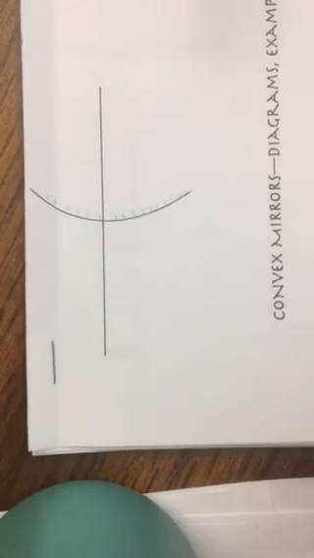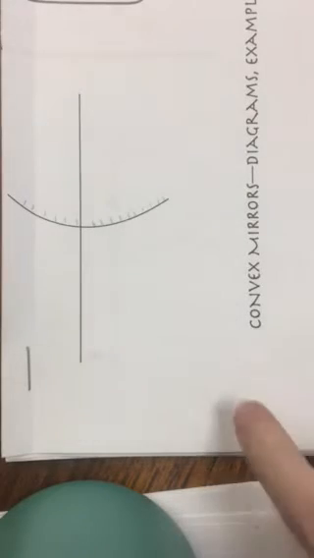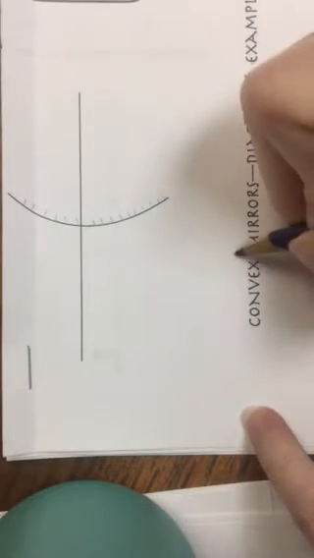Hi everyone. Now it's time to grab your convex mirror little packet. Okay. Now convex mirror has another name, just like our concave ones. It's also called a diverging mirror. It diverges light away.